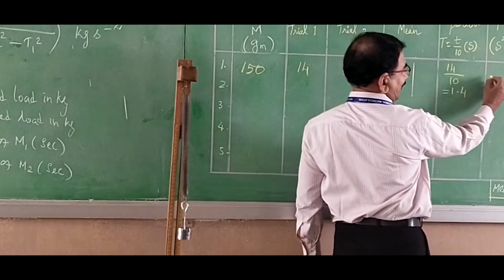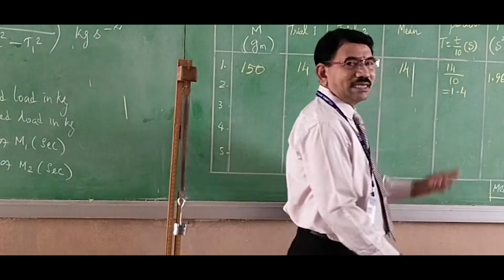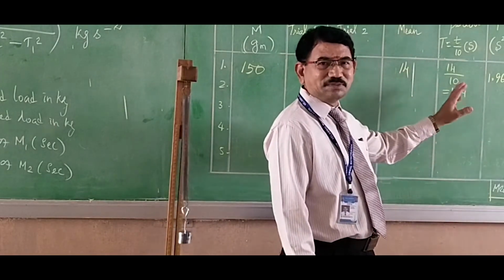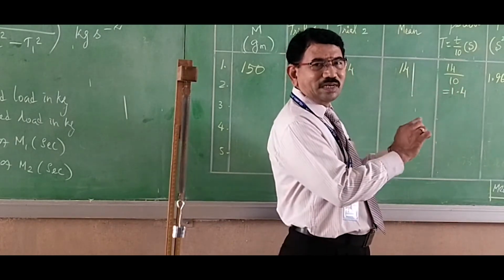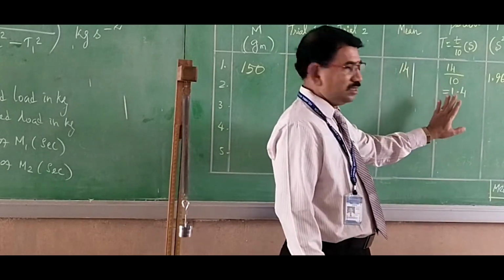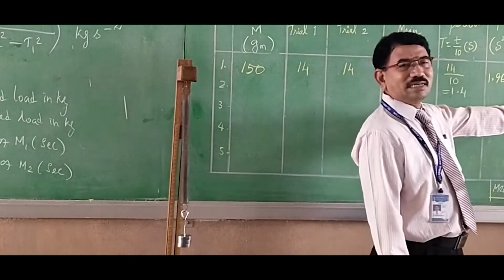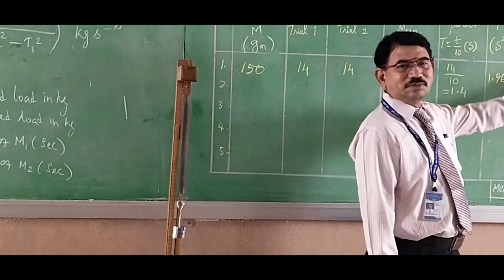T square we get 1.96 seconds square. But you have to show the calculation steps, how we are getting the T square value, because each and every step carries marks. And then we are coming to the calculation of M2 minus M1 by T2 square minus T1 square.